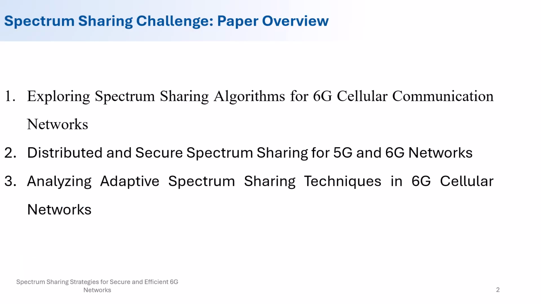For this project, I reviewed three main papers. Each paper focuses on different aspects of spectrum sharing. First, the algorithm that helps maximize spectrum usage. Second, how we can make spectrum sharing more secure and distributed. And third, how adaptive techniques using AI can help future 6G networks become smarter and more efficient.